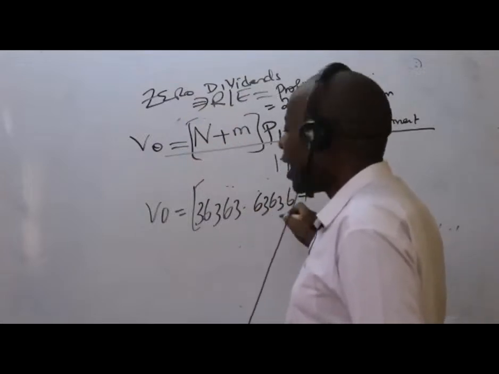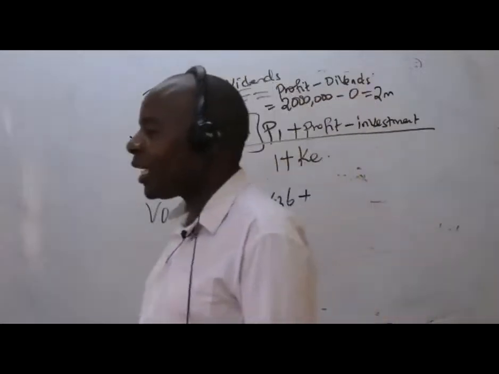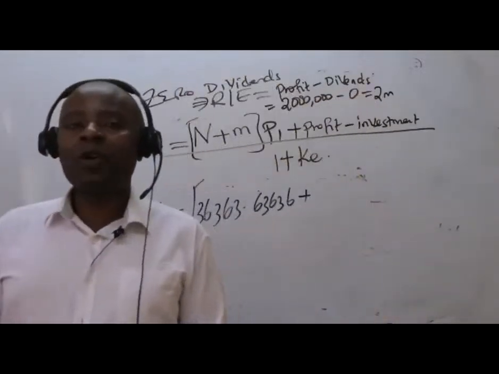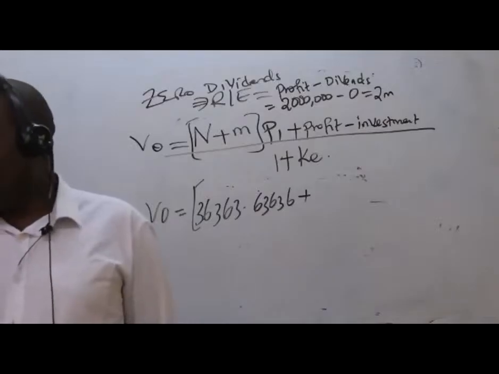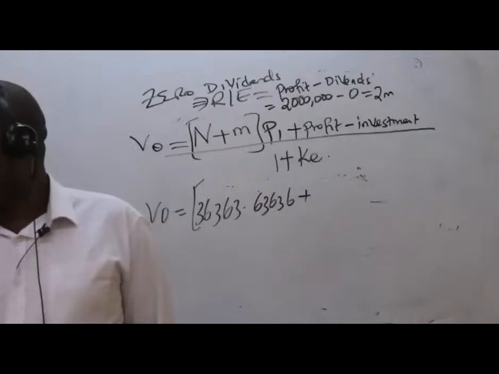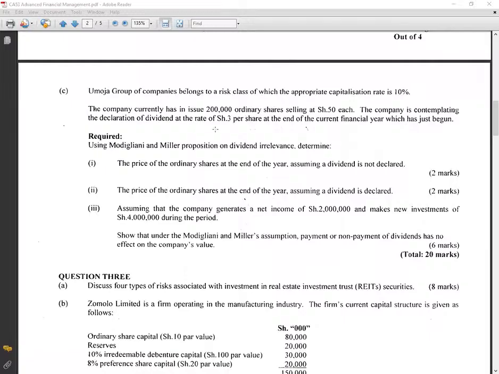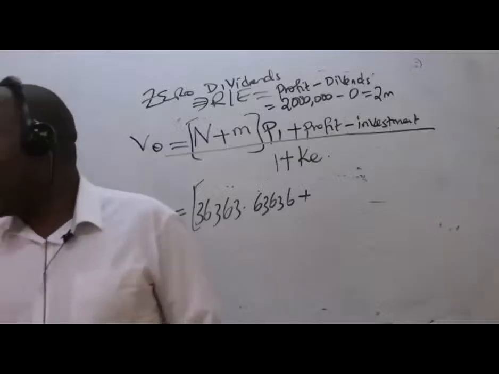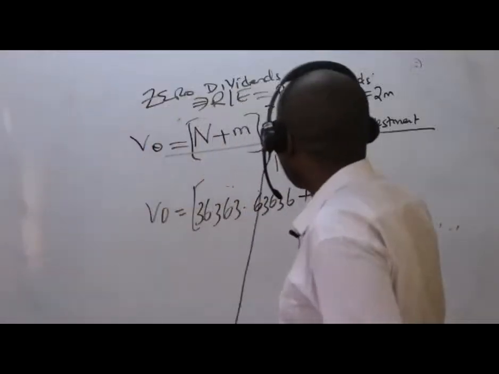636 plus m. M, remember what we said about M. M stands for the old number of shares. Are you able to see the old number of shares somewhere in the question? Yes, they are right. The company currently has 200,000 shares. So ladies and gentlemen, what we have here will be plus 200,000.